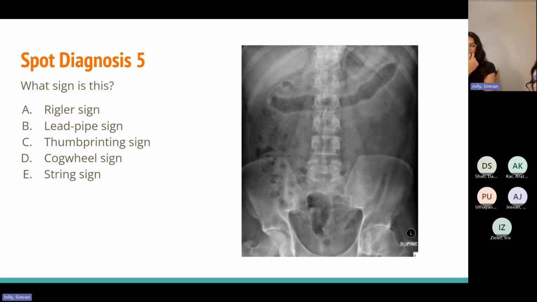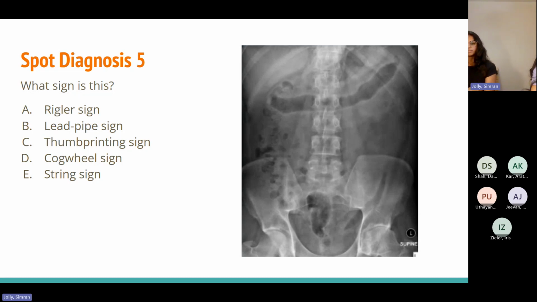So IBD again, one of the main causes of a lot of things in gastro. Ulcerative colitis and Crohn's are some of the main causes of this. Rigler's sign wouldn't be it, because that's typically a double wall sign.